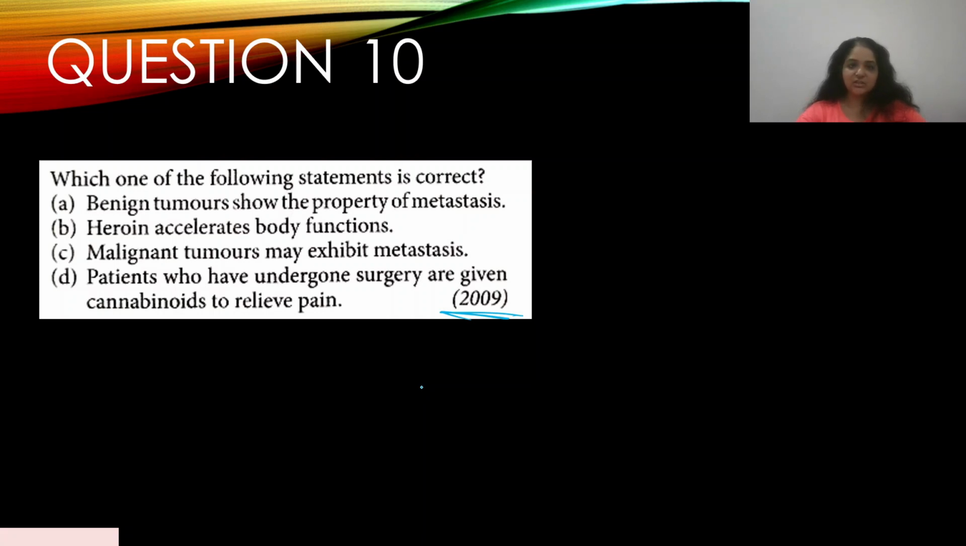Patients who have undergone surgery are given cannabinoids to relieve pain. No, we just discussed that. They're morphine. So the correct statement over here appears to be C. Okay, the answer is C. Let's go to the discussion.